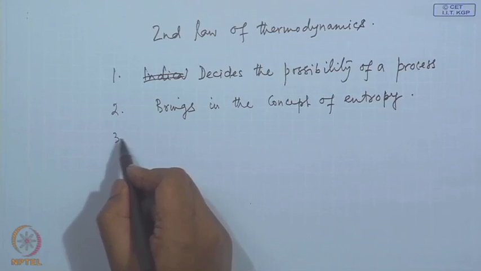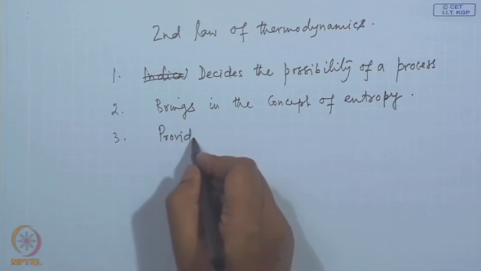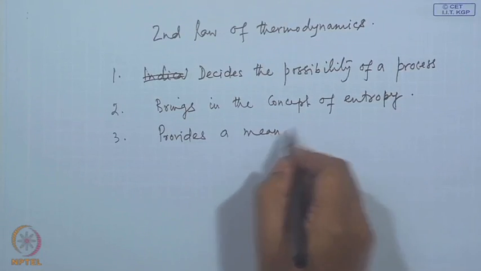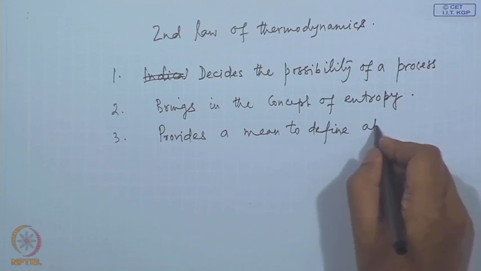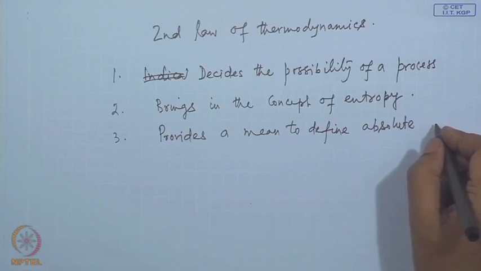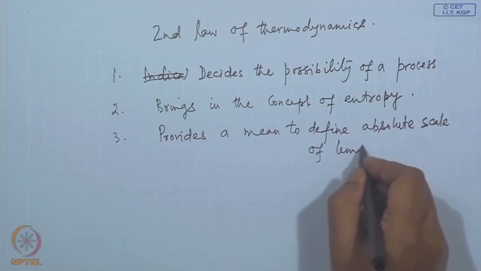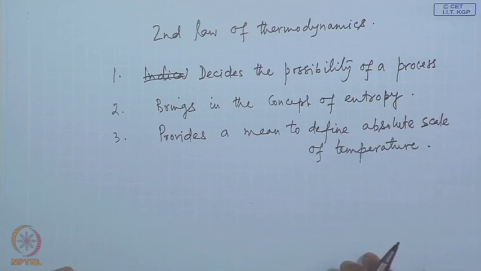It also provides a means to define the absolute scale of temperature. That is, the zeroth law brought in the concept of temperature. However, the actual measure of absolute scale of temperature is given by the second law.